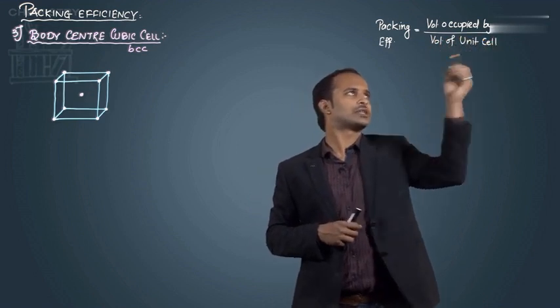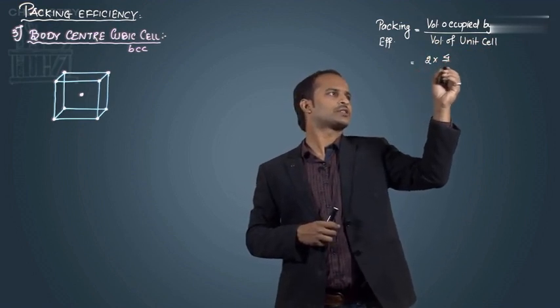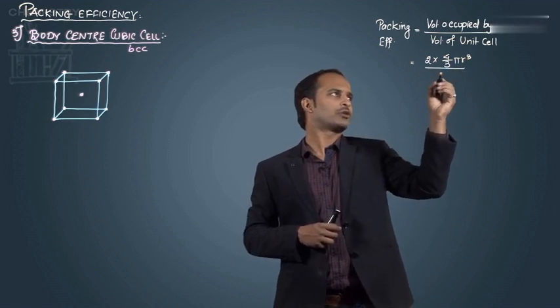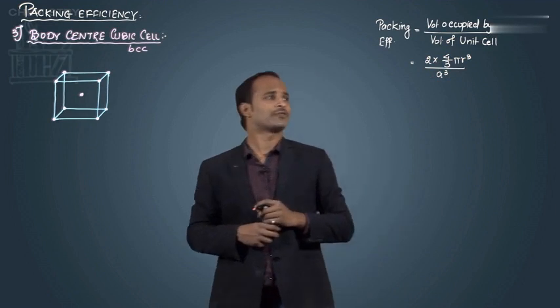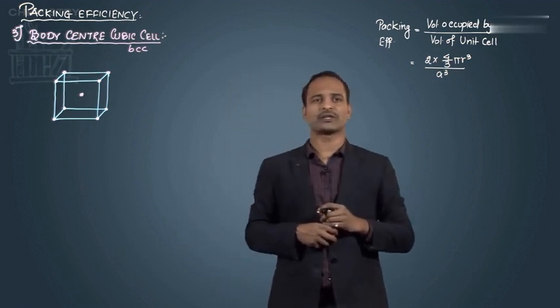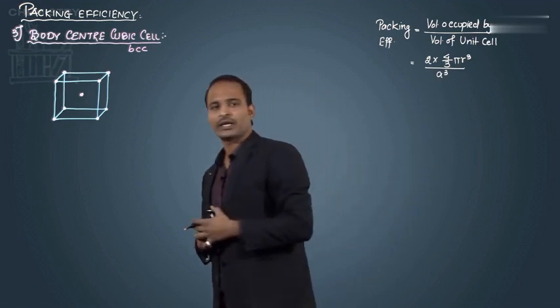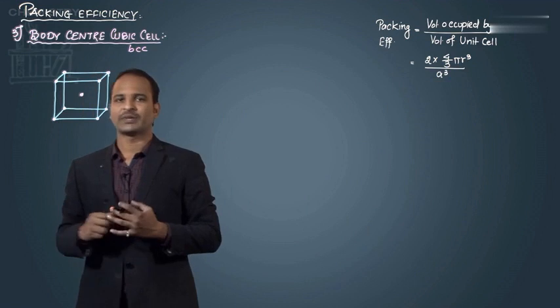Volume of unit cell. Volume occupied by two atoms, it's 2 into 4 by 3 pi r cube. The atoms are spherical in shape, so the volume of sphere upon volume of a unit cell is again a cube. So again, if I want the packing efficiency for a body centered cubic cell, then first I require the relationship between a and r. So let us calculate the relationship between a and r for BCC.